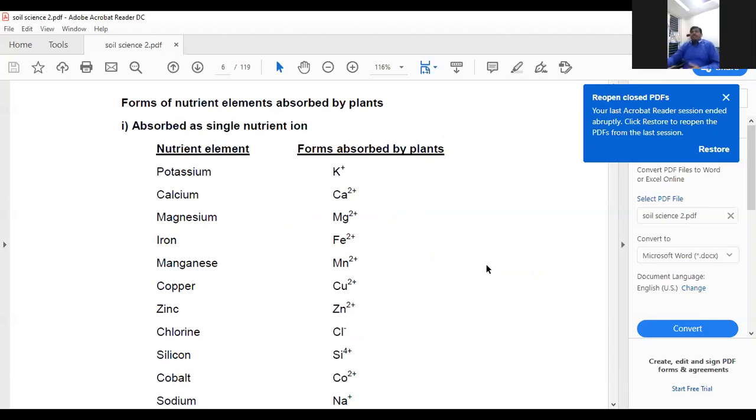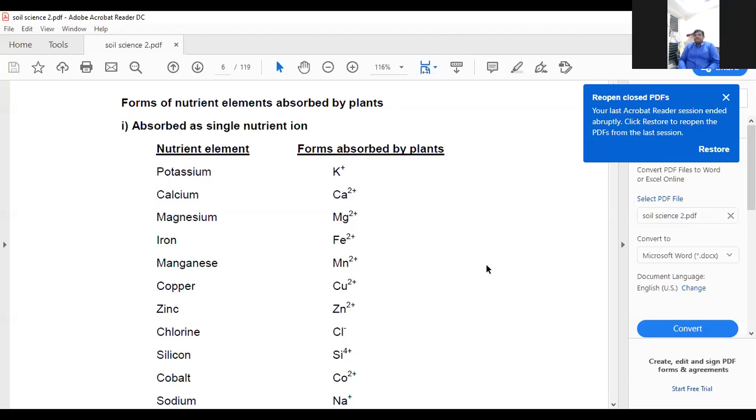What do you mean by available forms? Available form is a chemical form of nutrient which is assimilated by plants. It is the chemical form of a nutrient element that is used by plants for their growth and development. For potassium, the available form is K+.